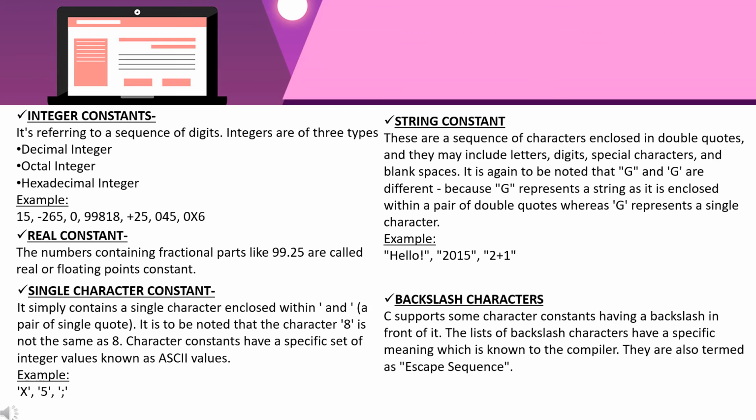And the next is string constant. These are a sequence of characters enclosed in double quotes, and they may include letters, digits, special characters, and blank space. It is again to be noted that double quoted G and single quoted G are different, because double quoted G represents a string as it is enclosed within a pair of double quotes, whereas single quoted G represents a single character. As an example, hello, 2015 or 2 plus 1 are all given in double quotes, so those are string constants.